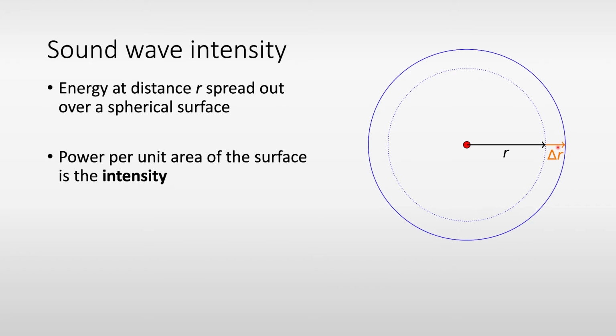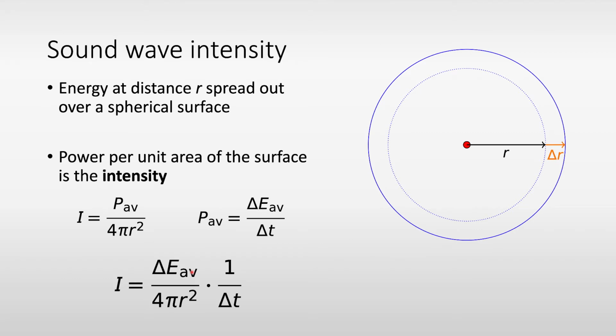And this is related to the surface area of a sphere. So we have our intensity is proportional to the average power per unit area on a sphere. We also have the expression for the average power, which is the average energy divided by time. We then combine these into a single expression to get the intensity of that sound wave.